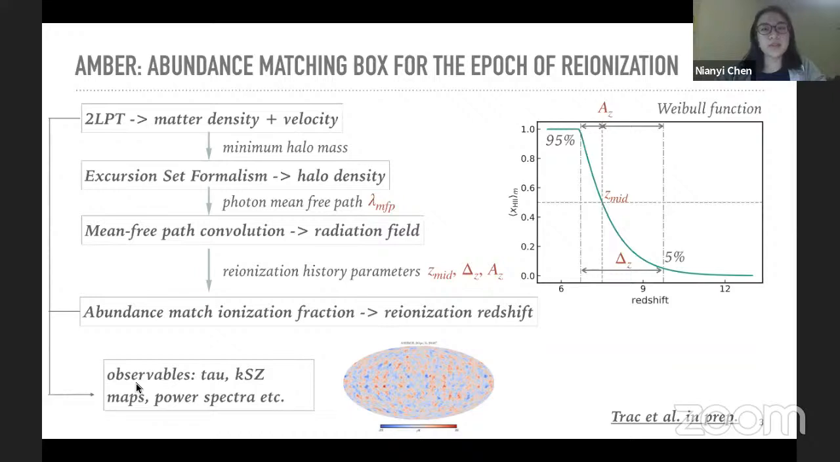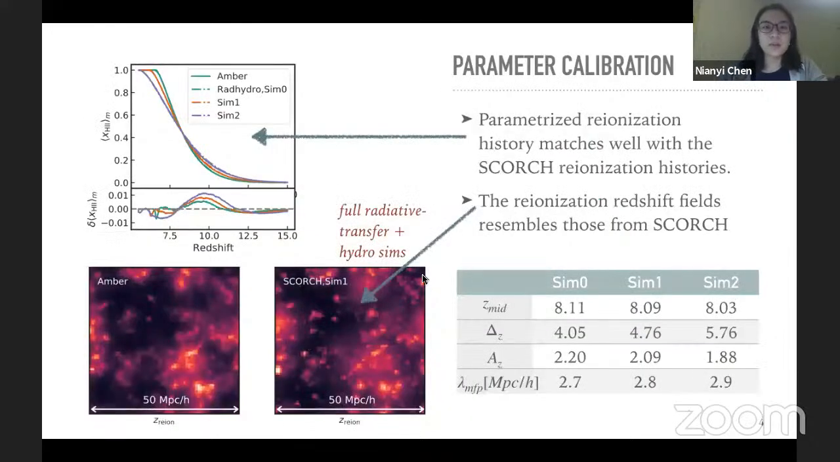So now we have an idea for a semi-numerical code. How do we know that it's functioning correctly? Well, we calibrate our semi-numerical code AMBER against a suite of full radiative transfer plus hydro simulations, the SCORCH simulations. First, in the top panel, I show a comparison between the reionization history from the SCORCH and the AMBER sims. You can see that with the parameterization and our three reionization history parameters, we're able to recover the different reionization histories from the SCORCH simulations to within a percent.